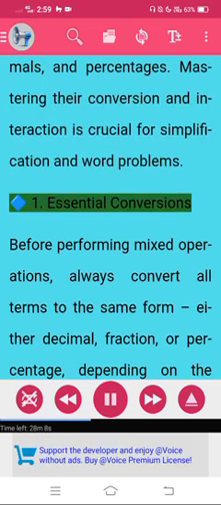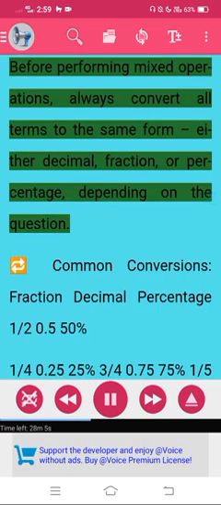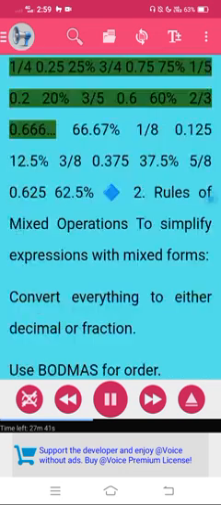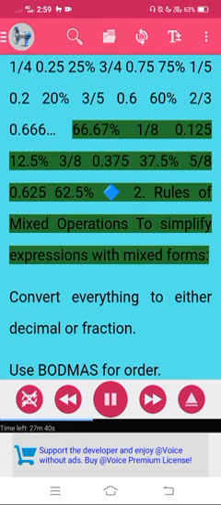One. Essential conversions. Before performing mixed operations, always convert all terms to the same form, either decimal, fraction, or percentage, depending on the question. Common conversions: 1/2 is 0.5 is 50%. 1/4 is 0.25 is 25%. 3/4 is 0.75 is 75%. 1/5 is 0.2 is 20%. 3/5 is 0.6 is 60%. 2/3 is 0.666 is 66.67%. 1/8 is 0.125 is 12.5%. 3/8 is 0.375 is 37.5%. 5/8 is 0.625 is 62.5%.